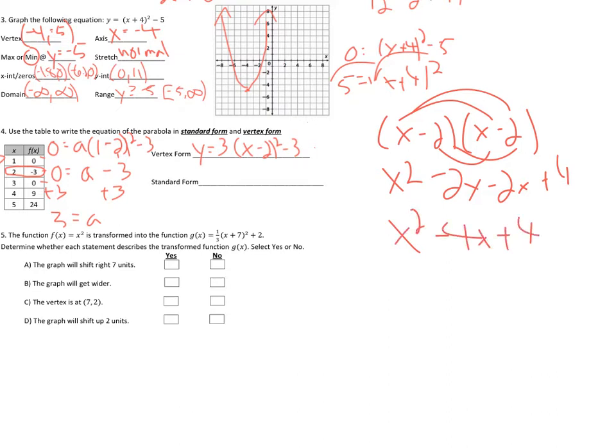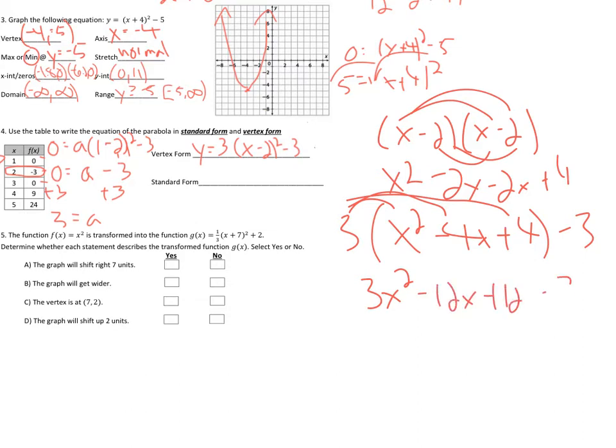Now, a lot of students stop here, but they forget about everything else that's happening in this equation. There's a 3 out in front and a minus 3 at the end. Order of operations, I need to distribute the 3 first. So we get 3x squared minus 12x plus 12. And then we can subtract that 3 to give us our standard form equation of 3x squared minus 12x plus 9.